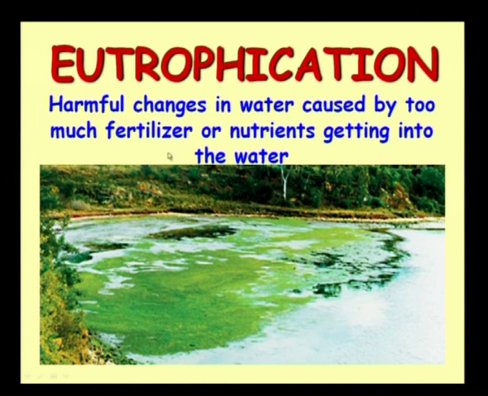Look at the diagram. It is a water ecosystem, and there are some algae that have developed on the surface, and the quality of the water or the quality of the ecosystem is also not very good. It has happened because of too many nutrients accumulating in the water ecosystem.